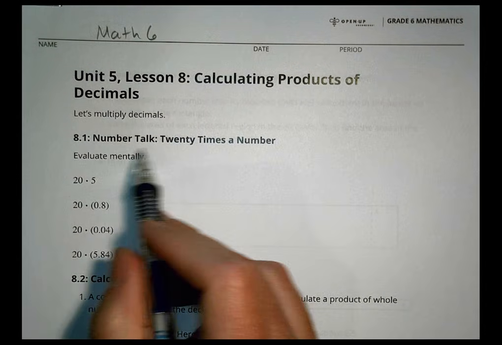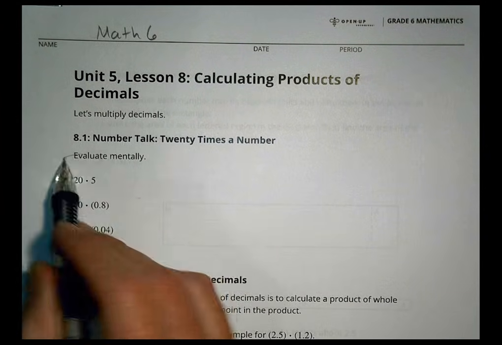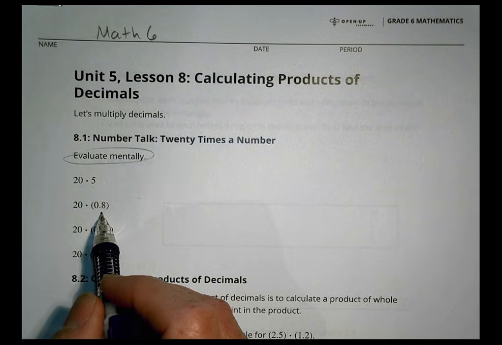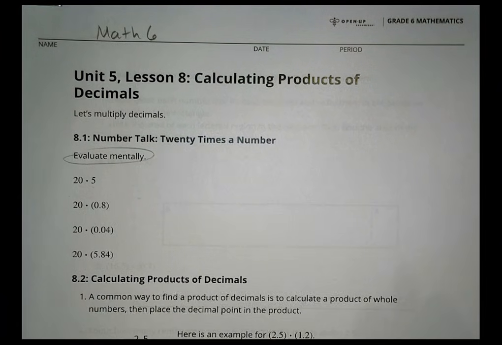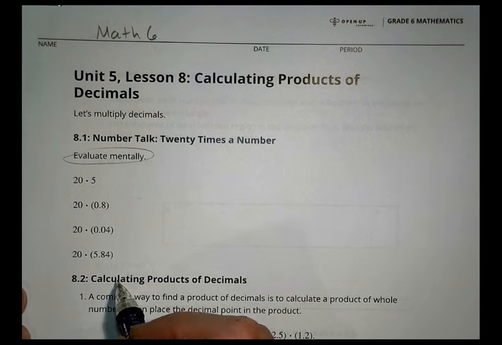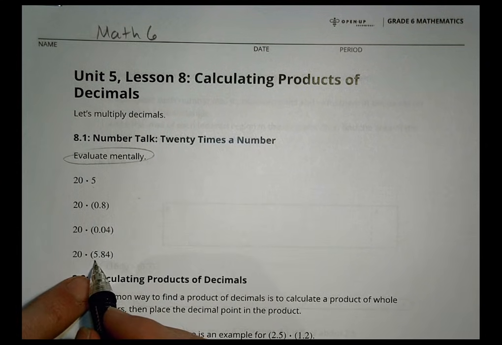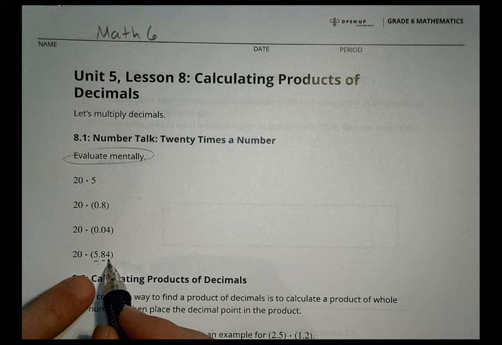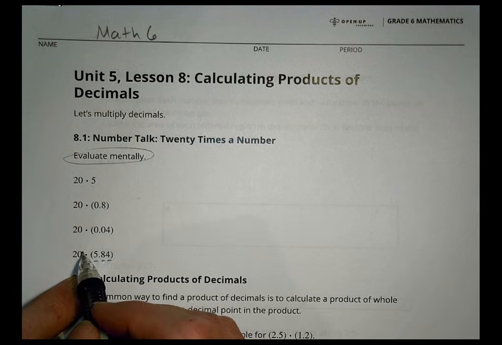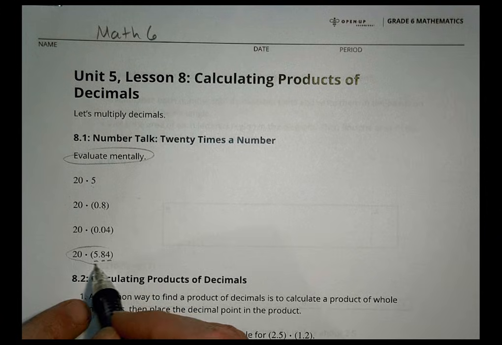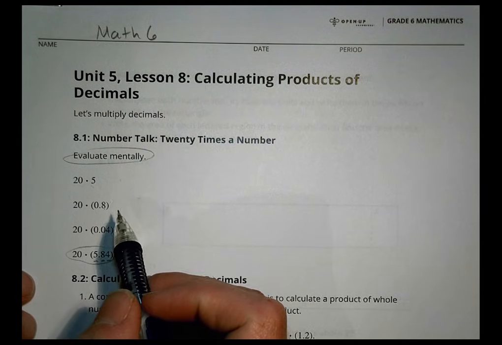So first of all, we have a little number talk, 20 times a number, and we have to evaluate things mentally. We have 20 times 5, 20 times 0.8, times 0.04, times 5.84, some different questions like that. As we move through these, a couple things to notice before you multiply: we end up at the bottom with a 584, right? We can see that as a 5.84. So this one's going to be a combination of whatever these things are, or when we add them up, it should be something like that.